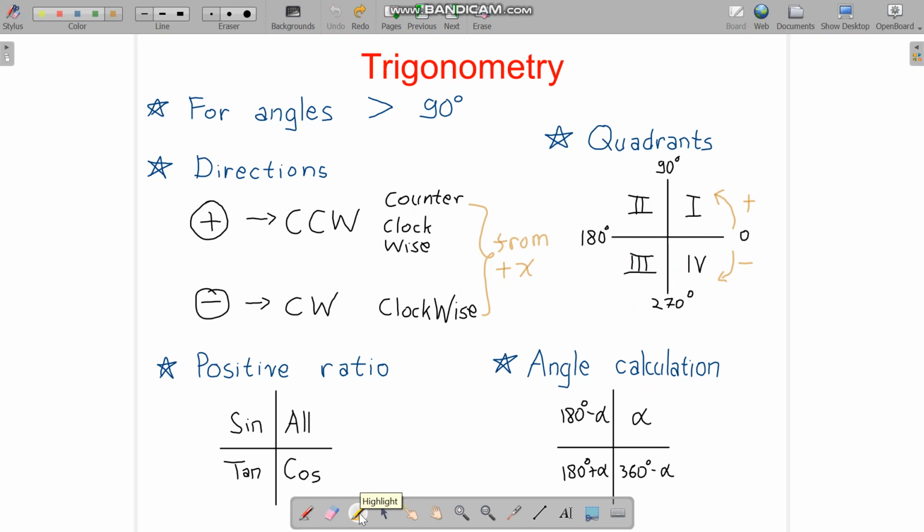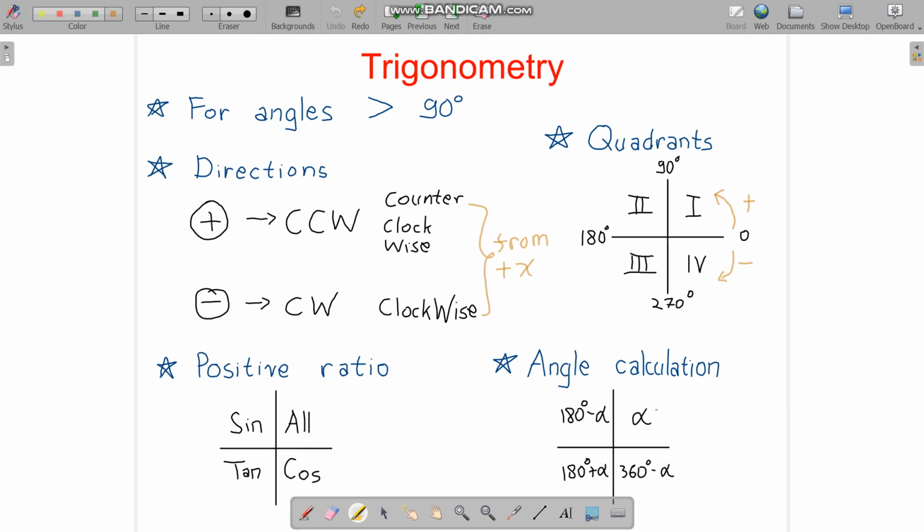Sine, cos, tangent are all positive in the first quadrant. The first quadrant is this quadrant between 0 and 90, the second quadrant between 90 and 180, and so on. In the first quadrant, all sine, cos, tangent ratios are positive. In the second quadrant, only sine is positive.